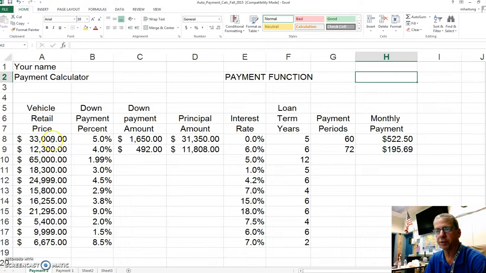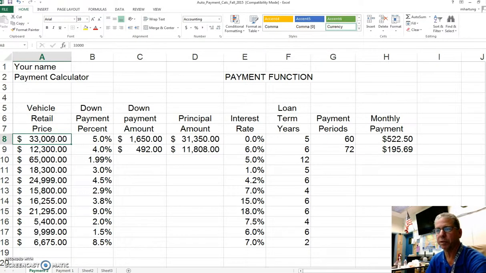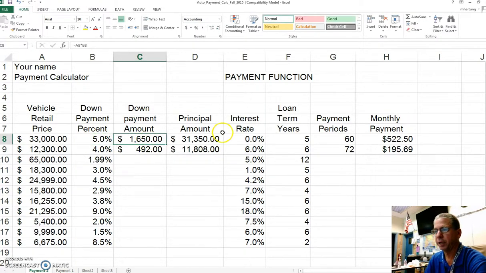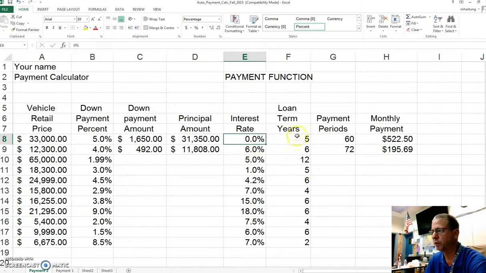So take a look at this first loan, a vehicle price of $33,000, a down payment of 5%, which equals an amount of $1,650. And if we take our vehicle price minus our down payment, we end up with the principal amount, the amount of the loan, the amount that we need to borrow. And then we have an interest rate, and in this case we have a 0% interest rate. The term of the loan is a 5-year loan. Payment periods 60, because 5 times 12 equals 60.